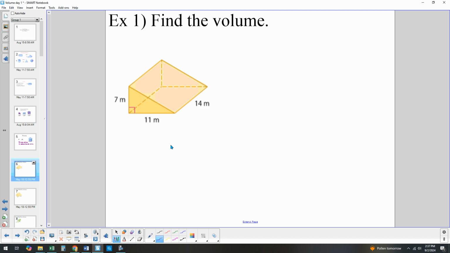So let's find the volume of this triangular prism. And I know it's a triangular prism because I see triangles connected by rectangles. So I need to find the area of that triangle to give me the area of the base. And I could already fill in the height of the figure because if I look at the back and the front here, connecting them together is 14, so the height is 14.